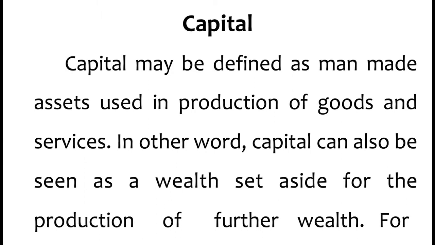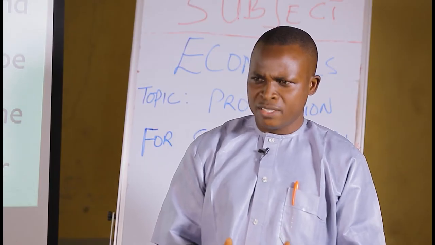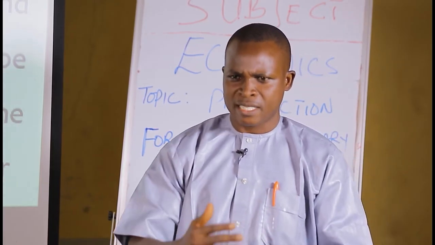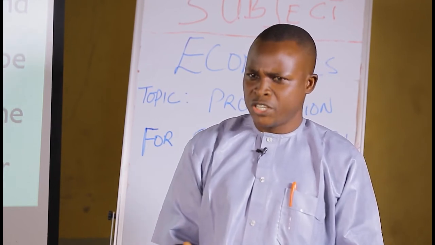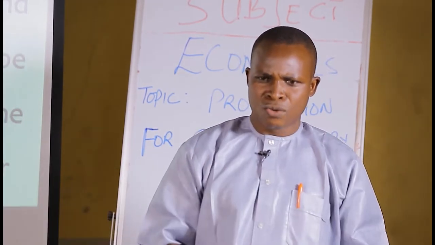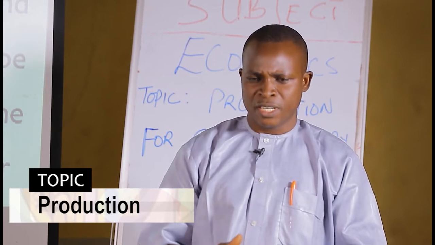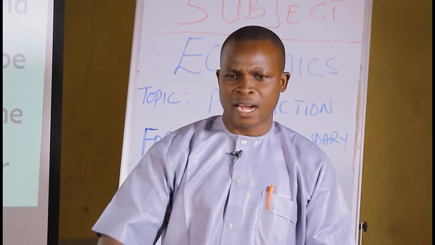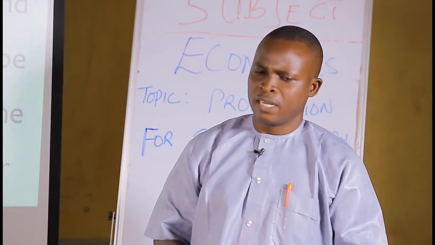The next factor of production is capital. Capital as a factor of production may be defined as a man-made asset used in the production of goods and services. In other words, capital can also be seen as wealth that is set aside for the production of further wealth. If you have a machine or a motor vehicle, that is capital. You can use it to get more money. That is one example of capital.